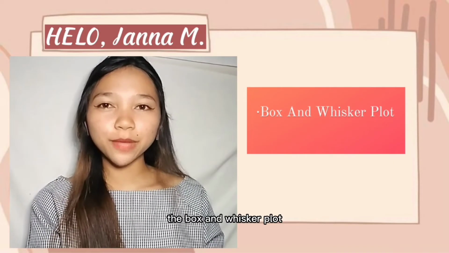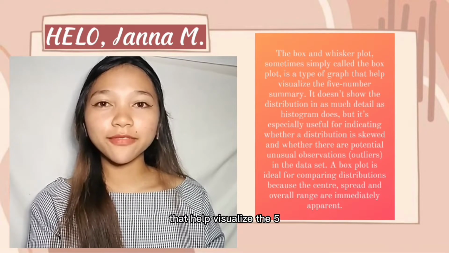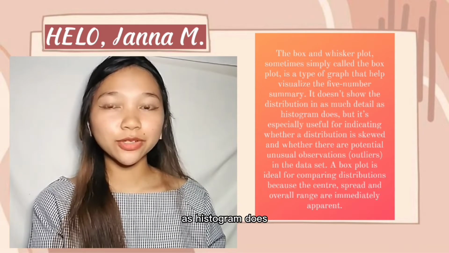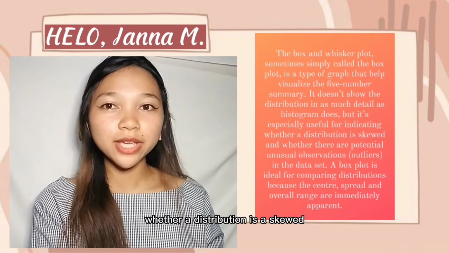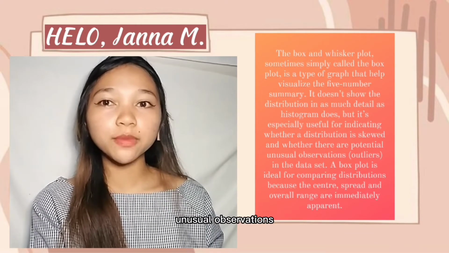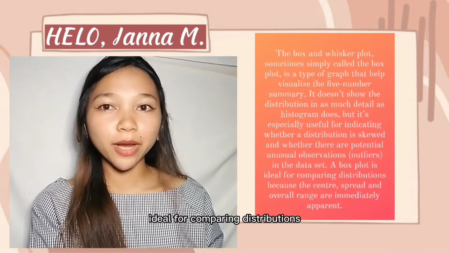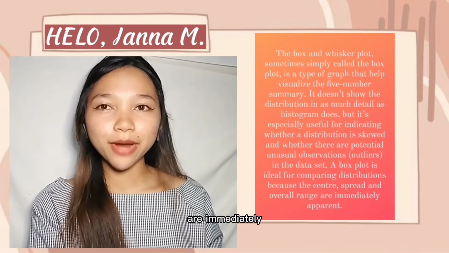The box and whisker plot, sometimes simply called the box plot, is a type of graph that helps visualize the 5-number summary. It doesn't show the distribution in as much detail as a histogram does, but it's especially useful for indicating whether a distribution is skewed and whether there are potential unusual observations or outliers in the data set. A box plot is ideal for comparing distributions because the center, spread, and overall range are immediately apparent.